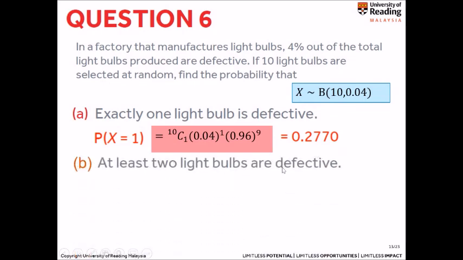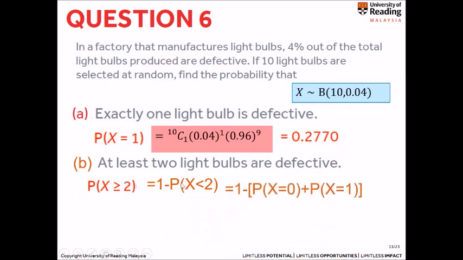At least 2 light bulbs are defective. So if you were to do the direct method, we have to find the probability of x equal to 2, x equal to 3, x equal to 4, so on until x equal to 10. So it is not possible for us to use the direct method. We will use the complementary method of finding the probability at least 2 light bulbs are defective. So P(X greater or equal to 2) is the same as 1 minus P(X less than 2).